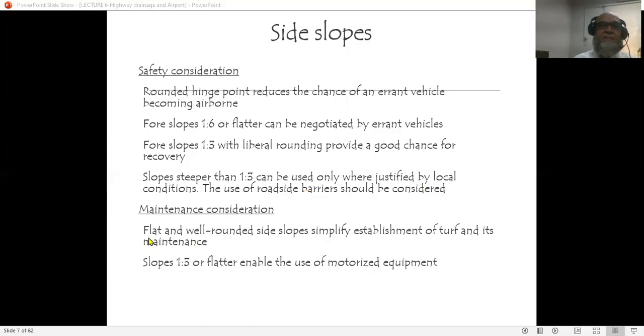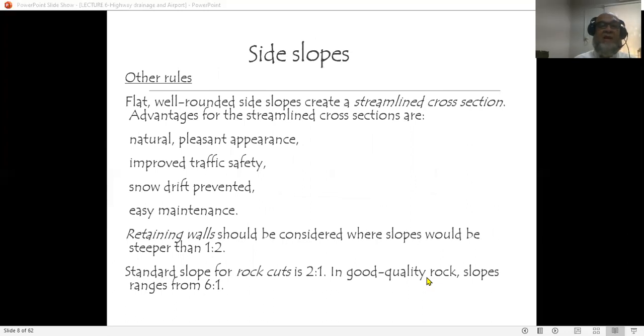Maintenance consideration: flat and well-rounded side slopes simplify establishment of turf and maintenance. Slope 1:3 enables the use of motorized equipment. Other rules for side slopes: flat, well-rounded side slopes create a streamlined cross section. Advantages for these sections are a naturally pleasant appearance, improved safety consideration, snow drift prevented, and easily maintained.